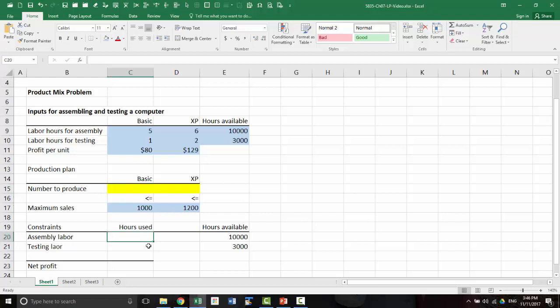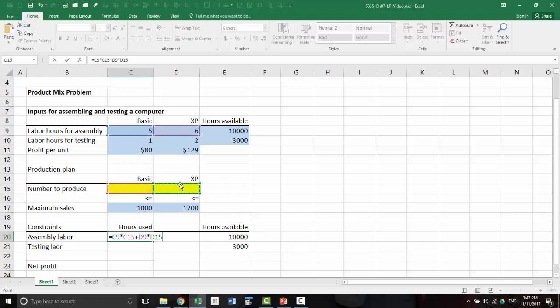So what we need is to multiply the number of basic units times 5 hours for each basic. So 5 times that cell, then plus 6 hours for each of these XP, so 6 times that cell. When you sum the two, 5 times that plus 6 times that, that will give you the hours used. So it will be like that times that plus that times that. That will give you how many hours you need.